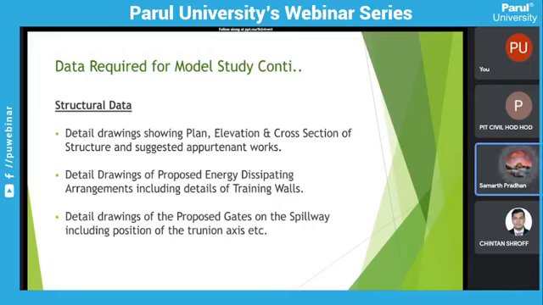Then detailed drawings of the proposed gates on the spillway, including the position of the trunnion axis. All of you might be knowing, in any dam structure, whatever flood water is to be passed goes through the spillway. On the spillway we have gates. Either vertical gates, if a barrage is there, or if an Ogee spillway is there, then radial gates. For radial gates we need this trunnion axis, so gate operation can also be tested.